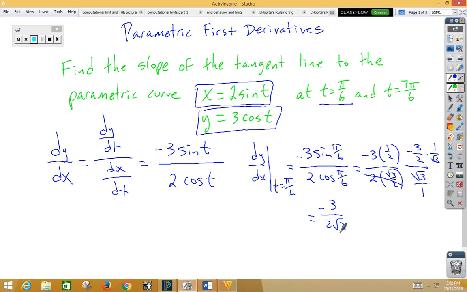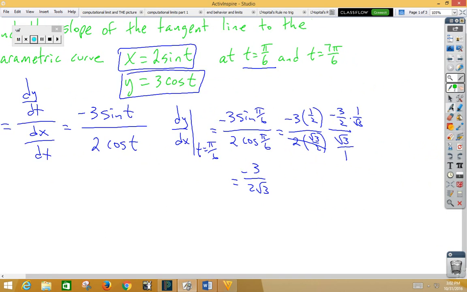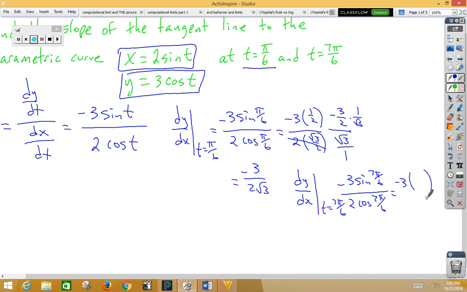If we plug in 7 pi/6, let's create a little room for that, we would have dy/dx at t is 7 pi/6 would be negative 3 sine 7 pi/6 over 2 cosine 7 pi/6. Again, special values. Negative 3, this time we're in quadrant 3, so negative 1/2. And then on the bottom we would have 2, and cosine would be negative radical 3 over 2.